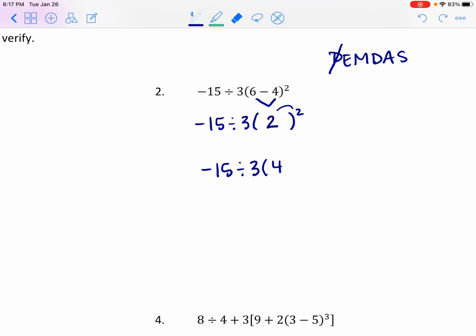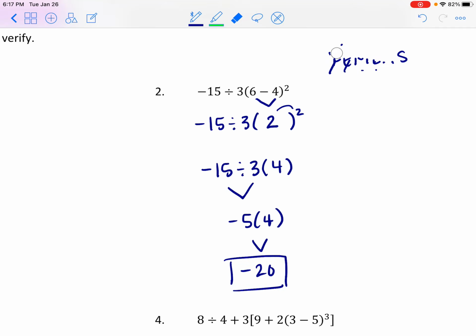Okay, so I did my exponents, and now it's multiplying and dividing, but that has to happen left to right. So there's division, then multiplication in this particular problem. So left to right, negative 15 divided by 3 makes a negative 5. Now I can multiply the 4, so the final result is negative 20. Okay, get rid of that.